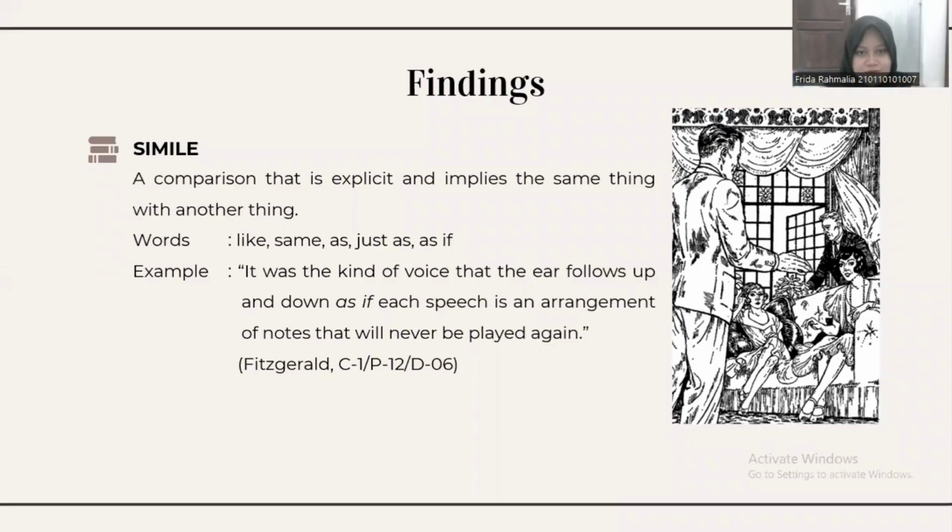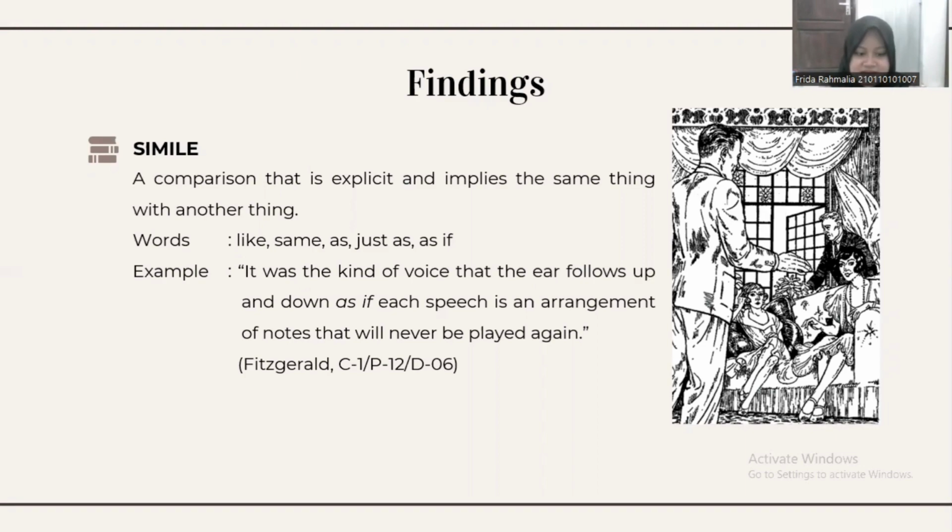Okay, first, what is the definition of simile itself? So it's a comparison that is explicit and implies the same thing with another thing. The keywords are like, same, as, just as, and as if. And then the example in the Great Gatsby novel is the line, it was the kind of voice that the ear follows up and down as if each pitch is an arrangement of notes that will never be played again.